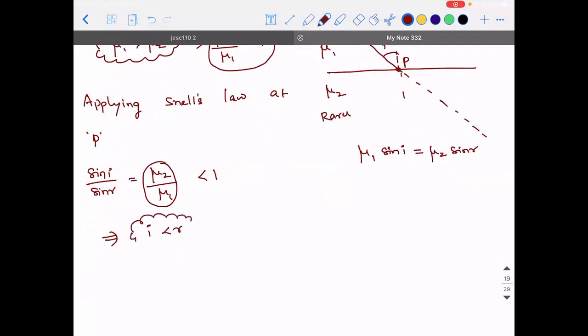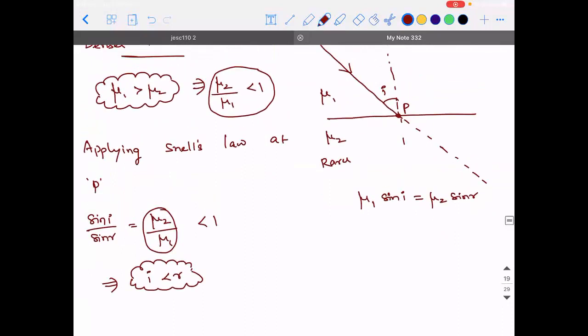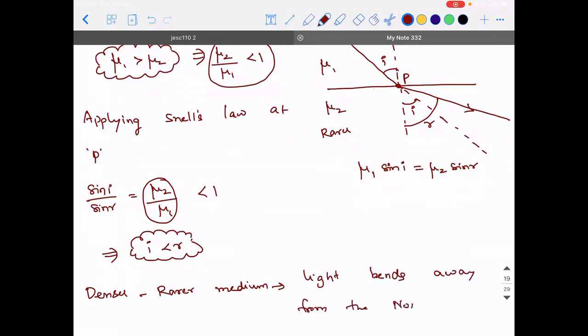So what is it that you guys are able to understand? That the light will no more be able to travel in its actual path. Rather, if this is taken as I, then it should travel at an angle which is greater than I. So it will start moving like this. And this angle is going to be R. So what is the important conclusion we can make? Denser to rarer medium, what happens? The light bends away from the normal. Okay. So by now you guys would have understood what is towards and what is away.